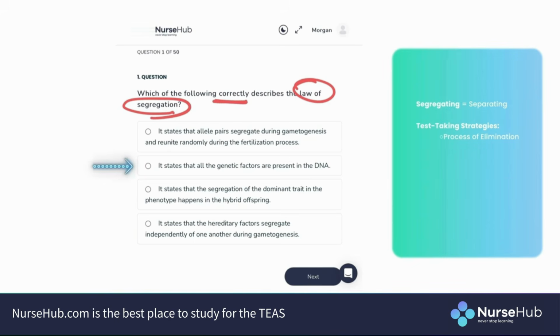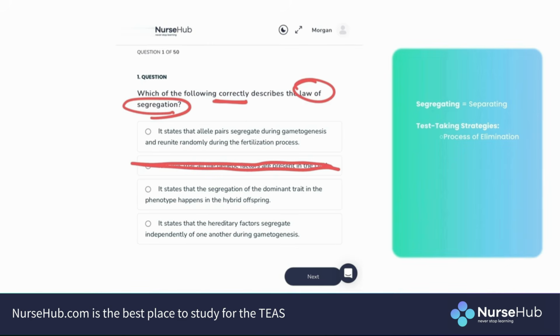That is the second answer choice here, which says that it states that all genetic factors are present in the DNA, right? So this answer choice, we can probably go ahead and eliminate even without knowing anything about the law of segregation itself. Even if you haven't studied at all, you haven't done any review, you can go ahead and eliminate that second answer choice.